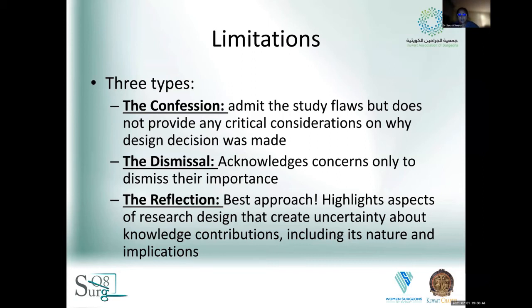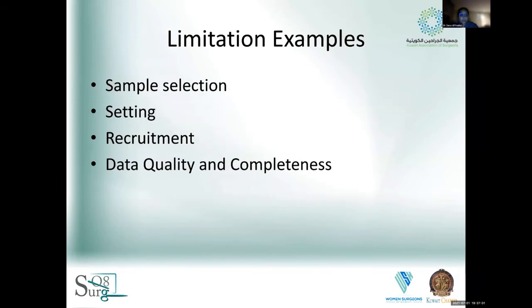What I suggest you do is the reflective approach. It's really the best approach, because basically what you're doing is highlighting aspects of the research design that may have created uncertainty about knowledge contribution, but you also explain why it matters and what you did about it. So things that you might highlight as limitations might be related to sample selection, setting, recruitment.